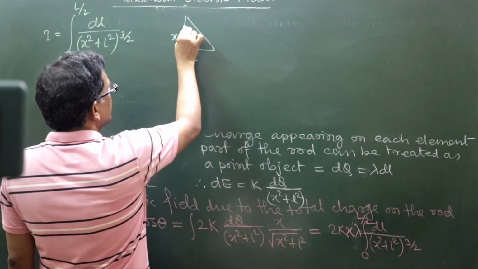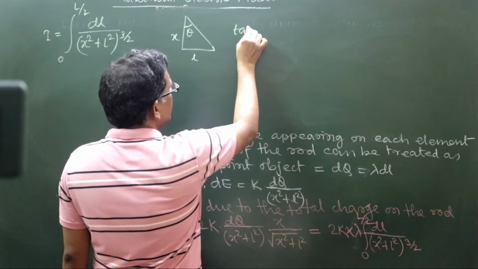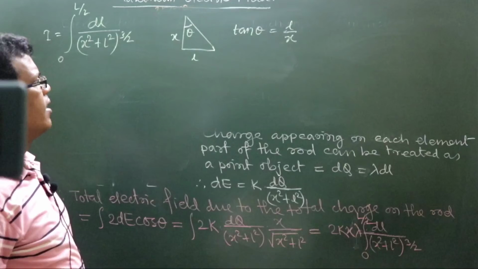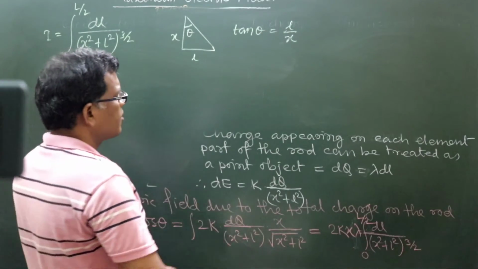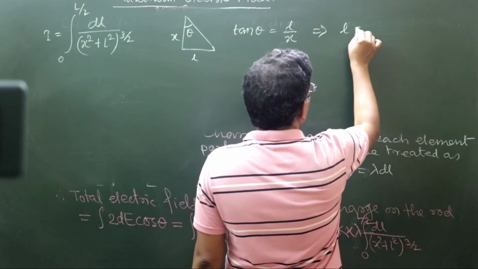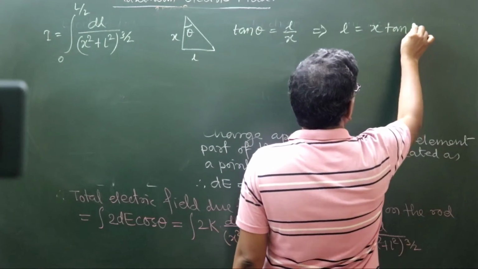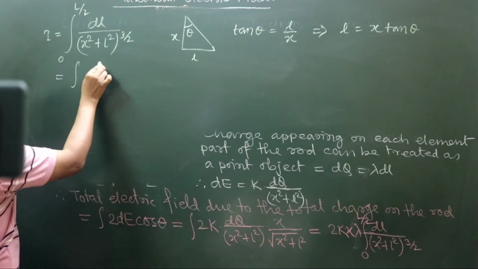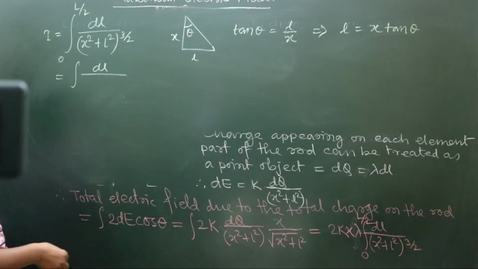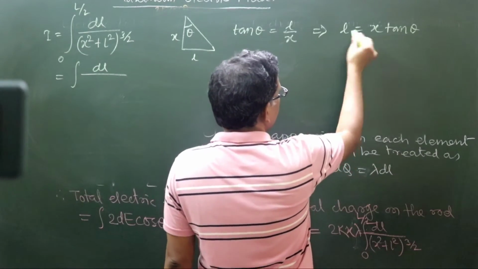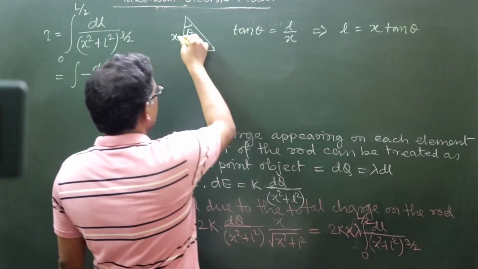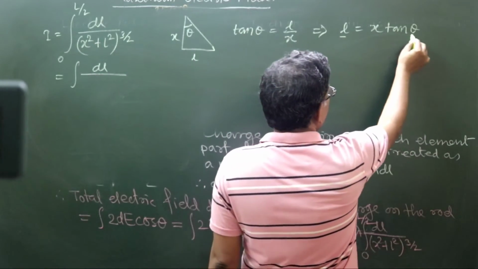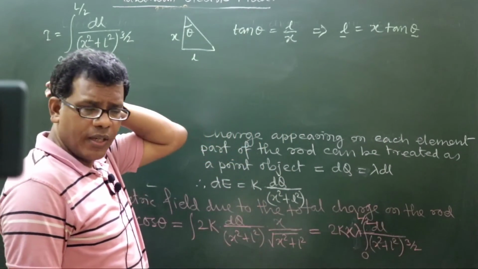This was L, this was X, this is theta. So can you write down tan theta is equal to L by X. Tan theta is equal to L by X. So from this I can write L is equal to X tan theta. If I do that, then this integration will become dl divided by... but before substituting that I should change, because theta is also changing. Once L is changing, theta is also changing, so that's why it is called change of variable.